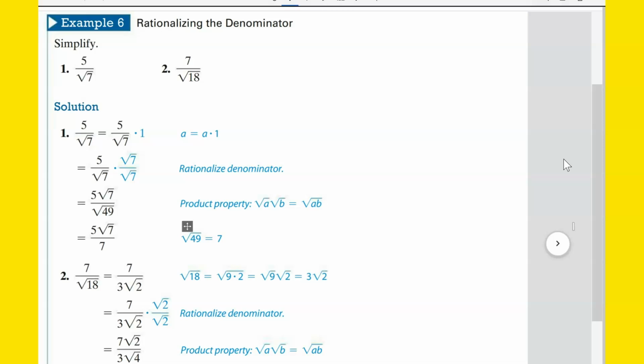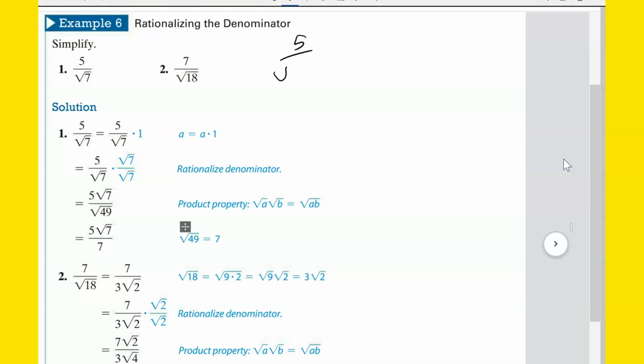All right, this next example, we have 5 over the square root of 7. Now the radical is not over the whole fraction, it's just over the bottom part. We don't want to have a radical on the bottom. It's okay to have a radical on the top, but not on the bottom. So we must do something to make the radical on the bottom go away. That's a process called rationalizing the denominator. Rationalizing the bottom, which is called the denominator.